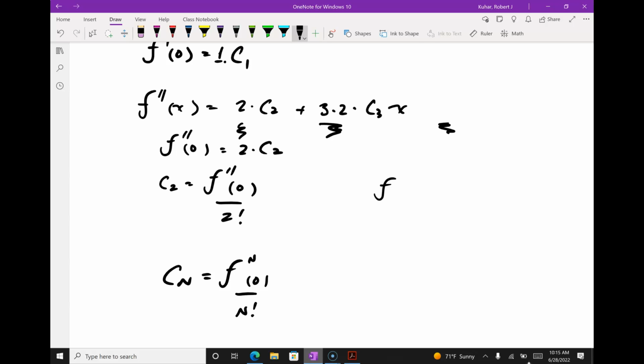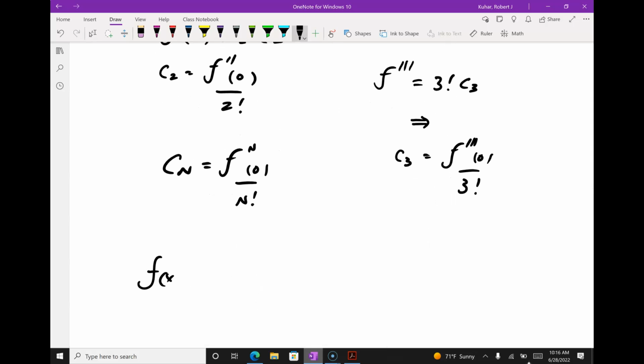Certainly we can see that f triple prime is 3 factorial times c sub 3. So again, c sub 3 is f triple prime at 0 over 3 factorial, right? So you should see the pattern. It worked for the 0 derivative, first derivative, second derivative, third derivative. So that's my piece. What I'm saying now is f of x is even better than some coefficient times x to the n. I actually know it's the nth derivative at 0 over n factorial times x to the n.